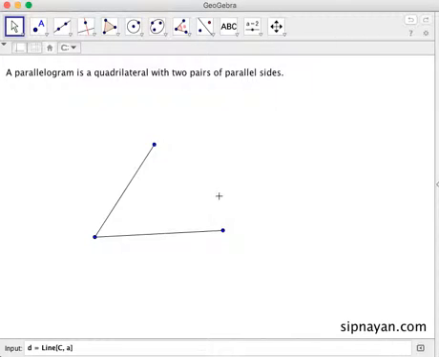Welcome sa zip9.com. Itutuloy natin yung ating series about quadrilaterals, at dito sa video na to ay pag-aaralan natin kung ano ba ang definition ng parallelogram at yung mga properties niya.